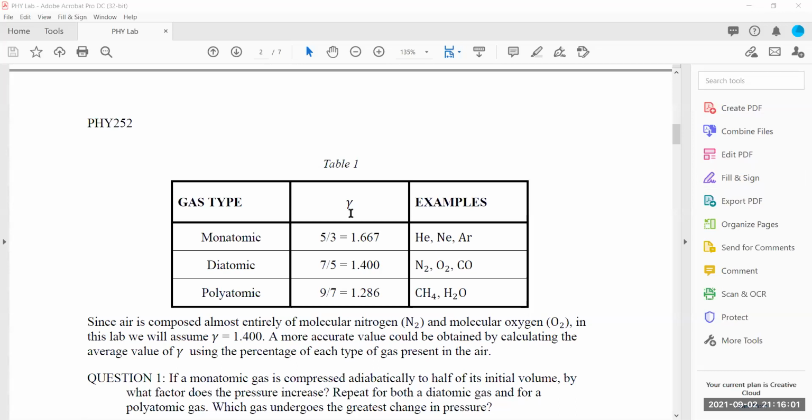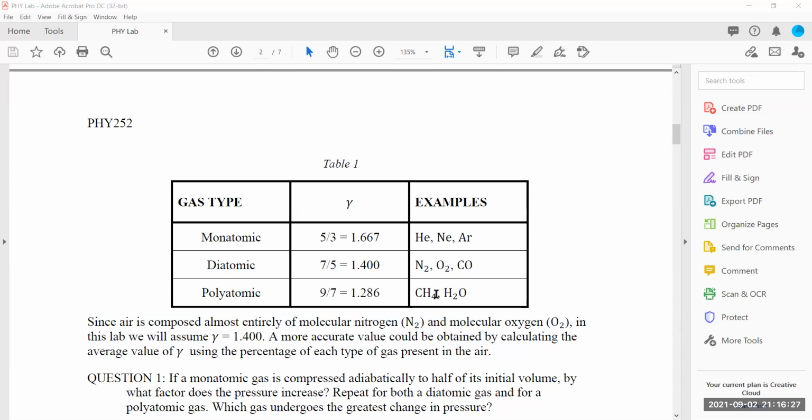And so it's a monoatomic gas. Examples for that are helium, neon, argon, and all of those noble gases basically on a periodic table. Okay. And then diatomic gases are like nitrogen, oxygen, carbon monoxide, and things of this nature that have only 2 atoms in them. Okay. So those are usually the monoatomic gases.